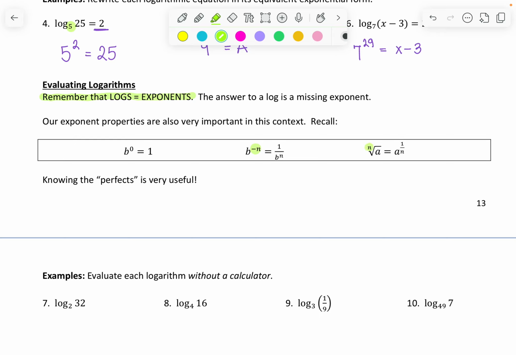And when we have a radical, we can rewrite that using exponents. And that is what we're going to need to do here. There's no properties of radicals when it comes to logs, but we can use what we know about exponents. Okay, and again, your perfects chart will be very helpful here.